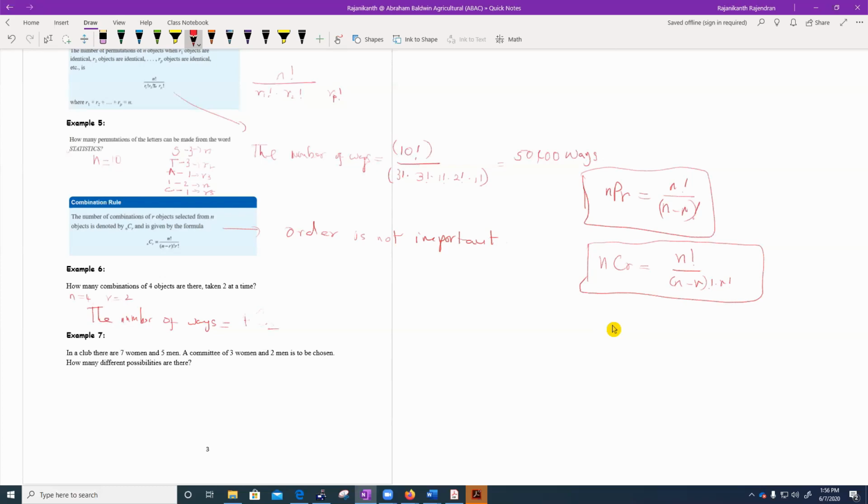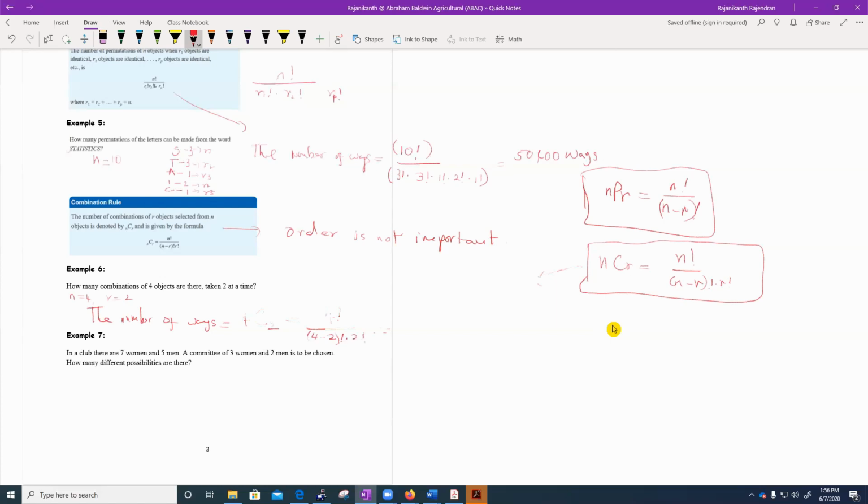Because I'm using the combination formula. So what is 4C2? Well, if you use this formula, n is 4 and r is 2, simply plugging those two values into your formula. So this will give you 4 factorial over (4 minus 2) factorial, then times r, which is again 2 factorial.